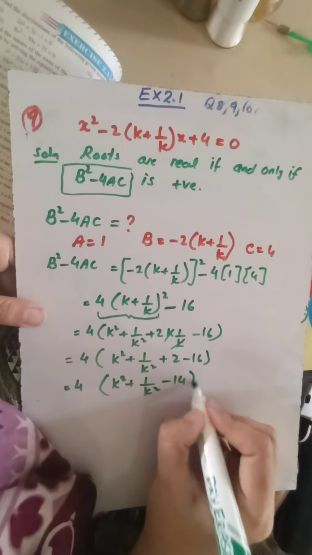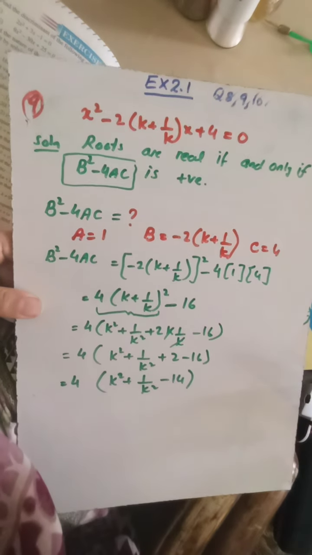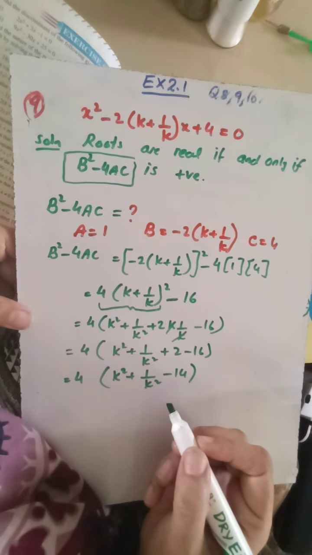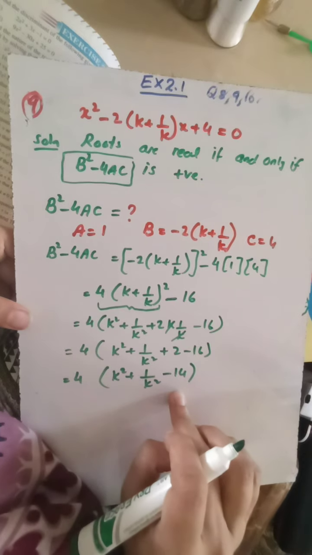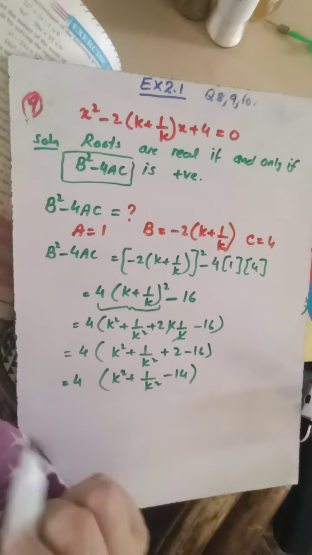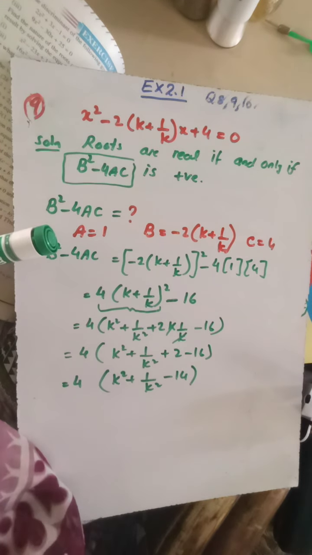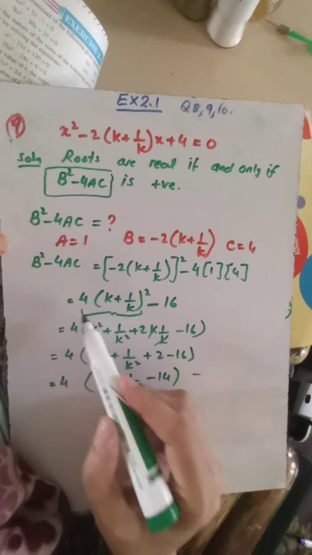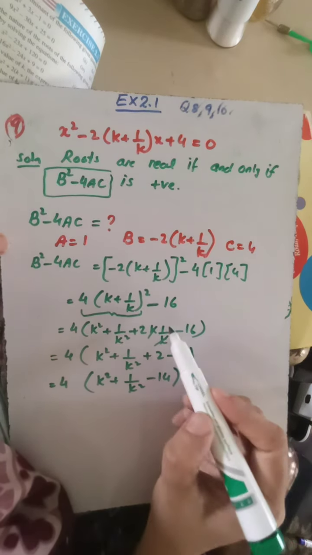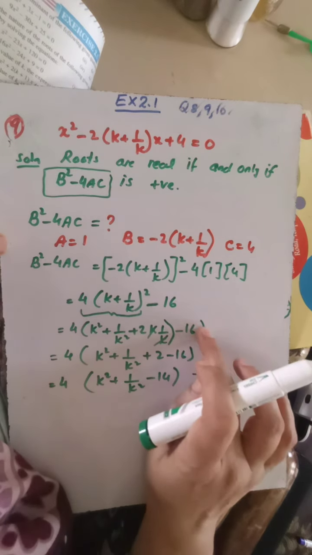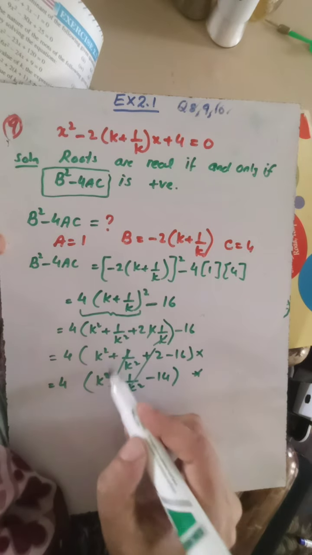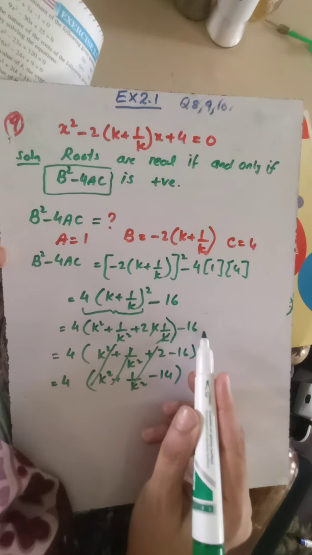Minus 14. Now somehow we have to prove that this expression is a perfect square, a positive expression. Over here we had k square plus 1 over k square plus 2 times k. We had a bracket over here. The bracket was not over there, therefore these two steps are wrong. I will erase them, and I will start from here again.